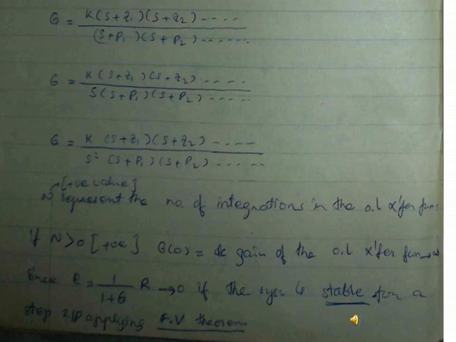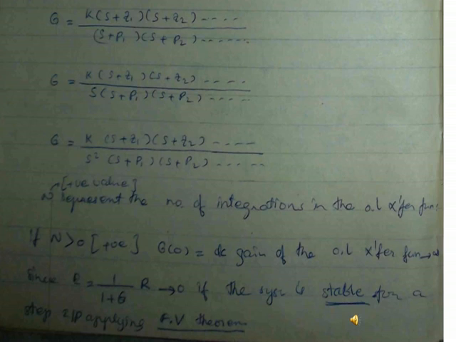G equals K multiply S plus Z1 multiply S plus Z2 divided by S plus P1 multiply S plus P2. Now Z1, Z2 are the zero functions and P1, P2 are the pole functions. Now G equals K multiply S plus Z1 multiply S plus Z2 divided by S multiply S plus P1 multiply S plus P2. Now G also equals K multiply S plus Z1 multiply S plus Z2 divided by S square multiply S plus P1 multiply S plus P2.